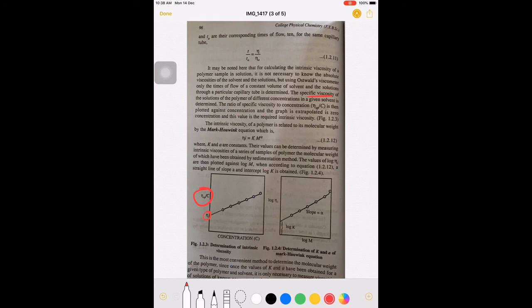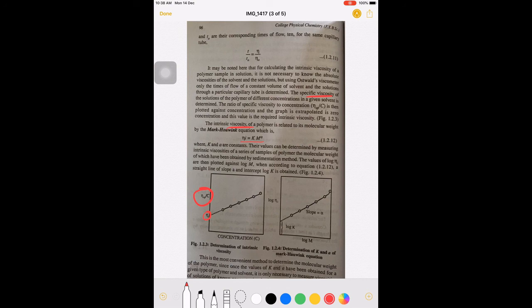The intrinsic viscosity of a polymer is related to its molecular weight according to the Mark-Houwink equation, which is given here. So whatever intrinsic viscosity we calculate depends upon, or is related to, the molecular weight. By use of these values we can calculate the molecular weight of different compounds. So intrinsic viscosity eta I is equal to k into M raised to a.